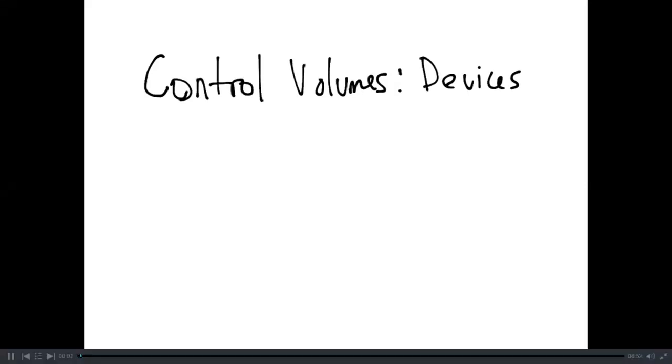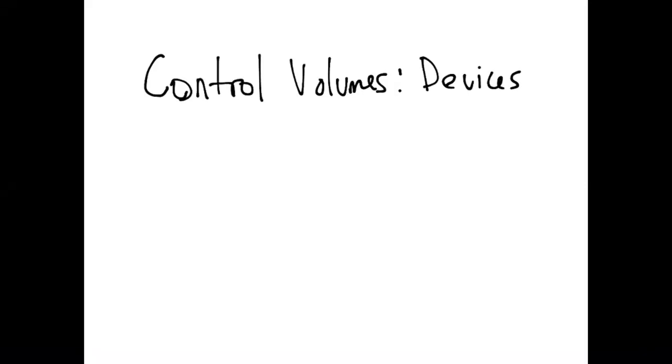Here we're going to talk about control volumes once again, but we're going to focus on devices. The first device is a nozzle.